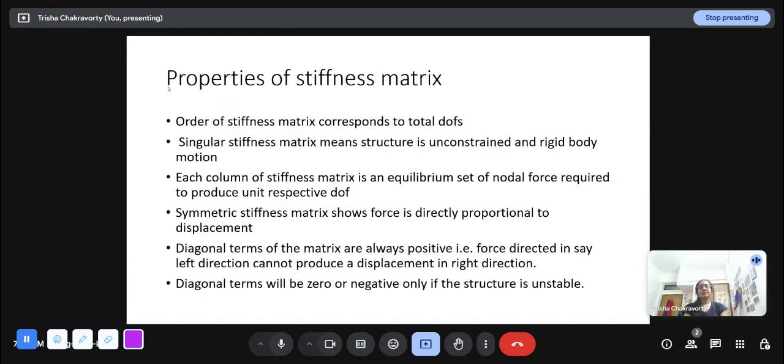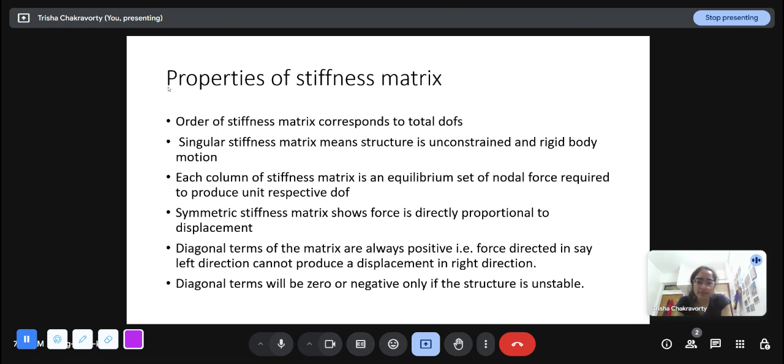So there are some properties of the stiffness matrix. The order of the stiffness matrix corresponds to the total DOF. DOF is degrees of freedom. A singular stiffness matrix means that a structure is unconstrained and rigid, and it is under rigid body motion. Singular means in a matrix, singularity means when the determinant is zero.